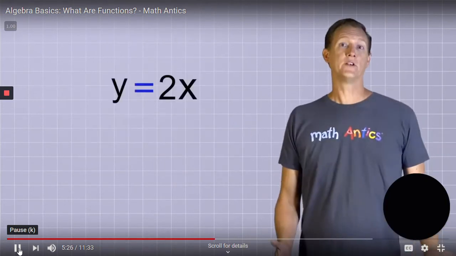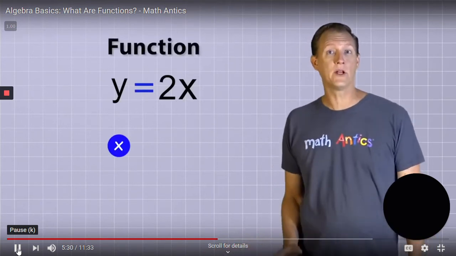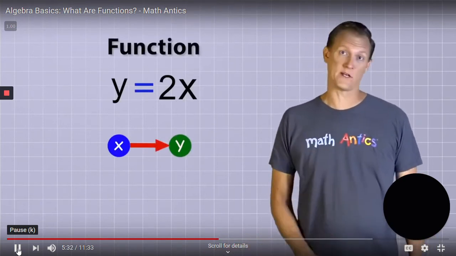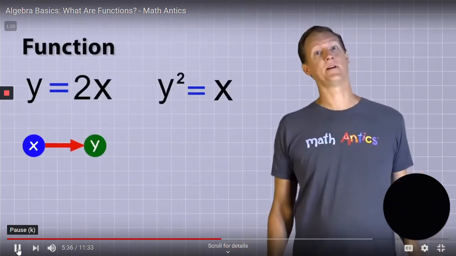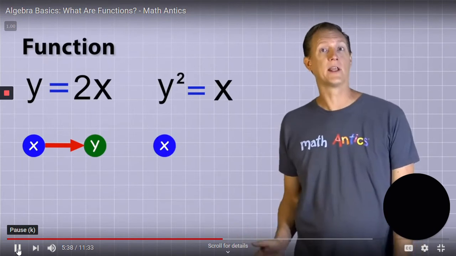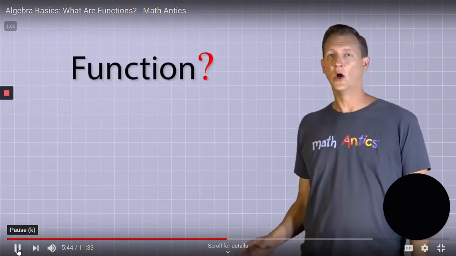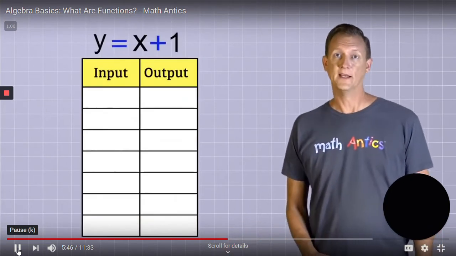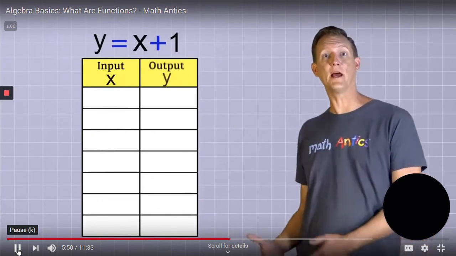The equation y equals 2x qualifies as a function because no matter what number you put in, you'll always get just one number as an output. But the equation y squared equals x does not qualify as a function because a single input can produce more than one output. Let's look at another simple algebraic equation to see if it's a function. y equals x plus 1. Again, the x values will be inputs, the domain, and the y values will be the outputs, the range.